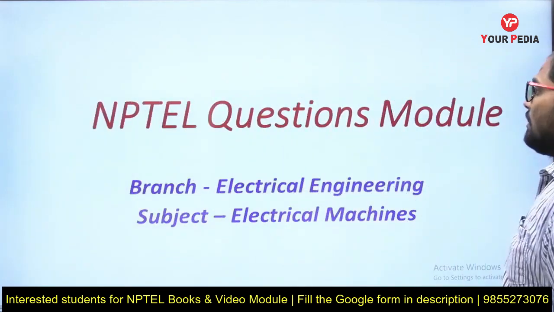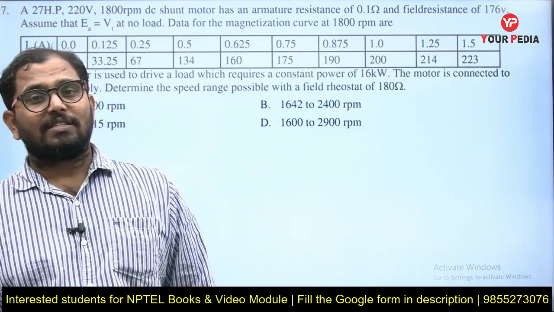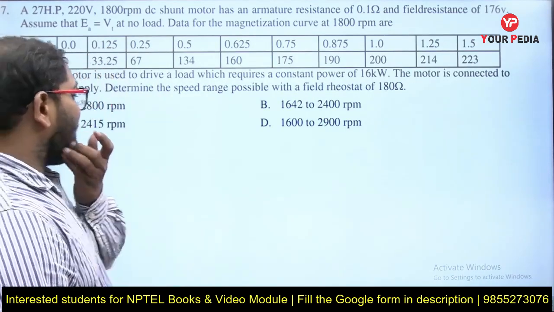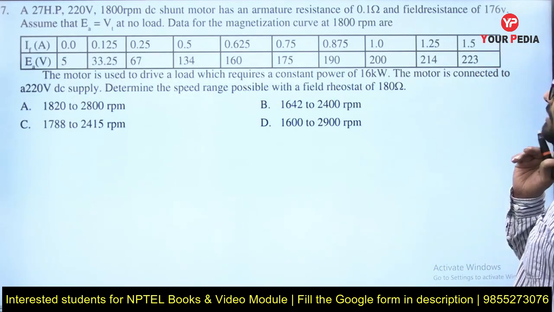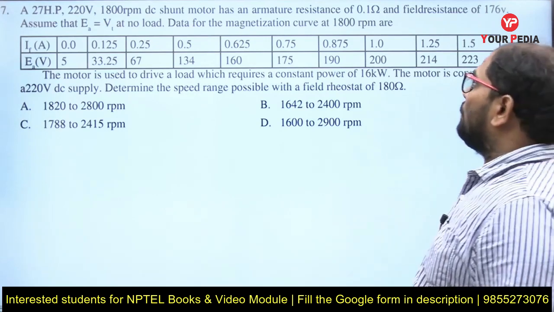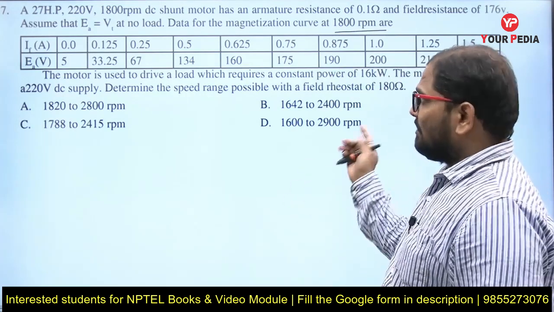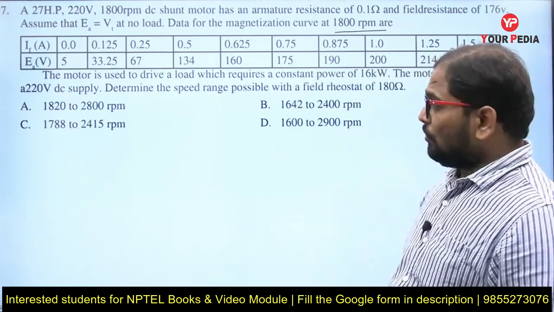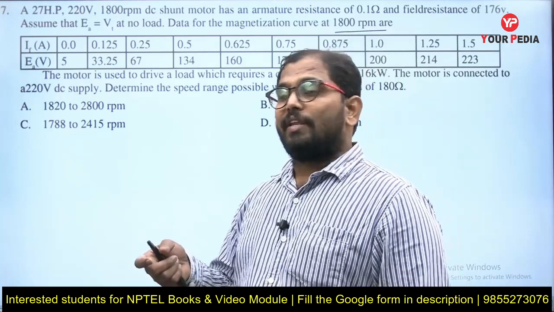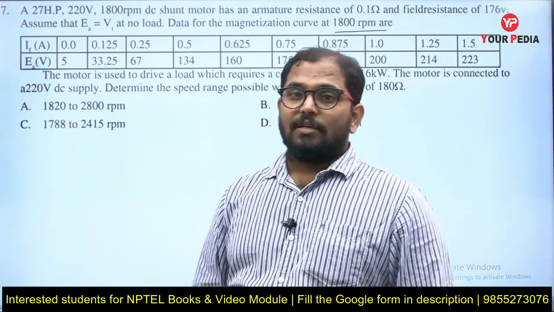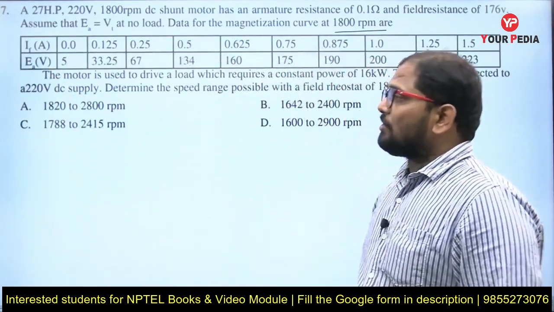The question number is 17, the next question we are discussing. It is again a DC shunt motor question, but here he has given some tabular data which consists of the magnetization curve at 1800 rpm. The magnetization curve gives the relation between field current variation versus EA, that is the back EMF of the shunt motor.